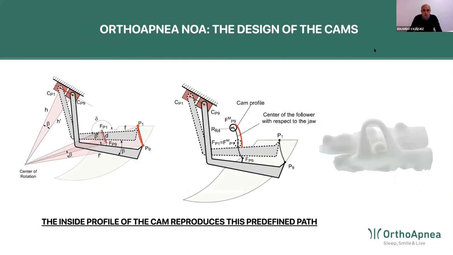Why do we need to know this? Because what we want is that the inside profile of the cam is designed so that its curvature really mimics the path that goes from point P1 to P9. So we can say that the mandibular kinematics of the patient are designed into the design of the cam. So when the mandible moves from point P1 to P9, the curvature of the cam really follows that path. And you can see, for example, in this picture here, that the shape of the inside profile of the cam really has the shape of the path that goes from point P1 to P9.